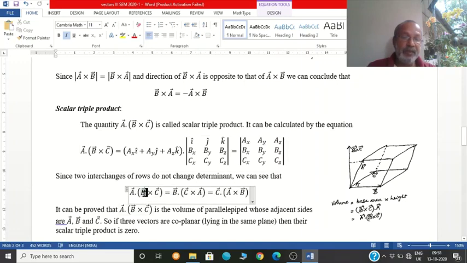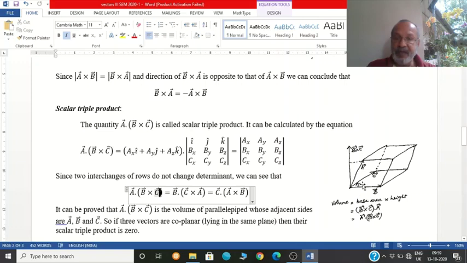If you start with B, then that will be equal to B dot C cross A. If you start with C, then the triple product is C dot A cross B. That is also cyclic. You can also see that the scalar triple product is equal to the volume of the parallelepiped whose adjacent sides are represented by the three vectors.